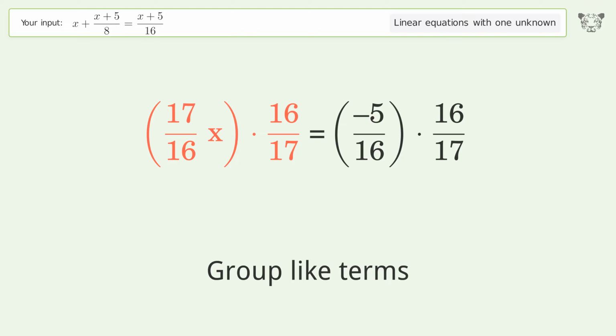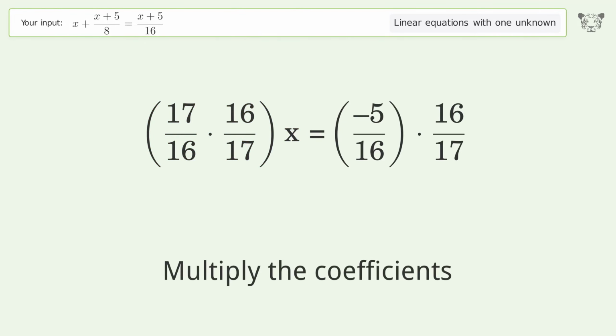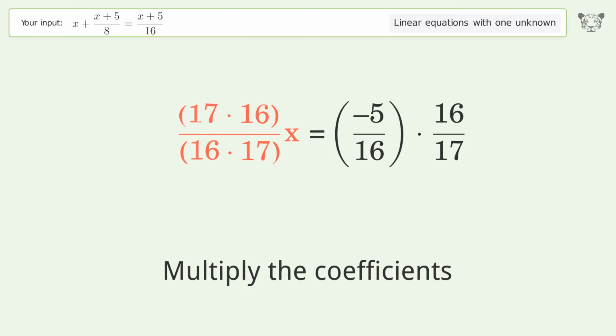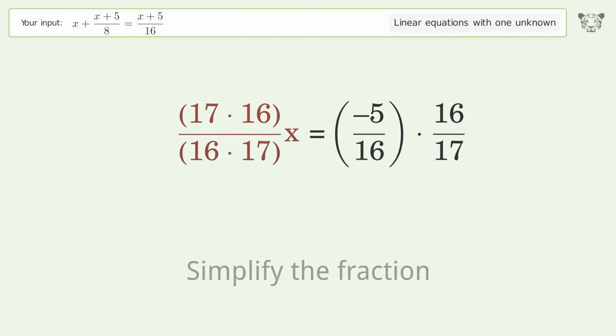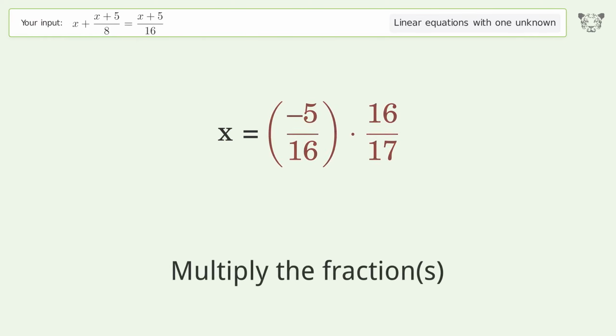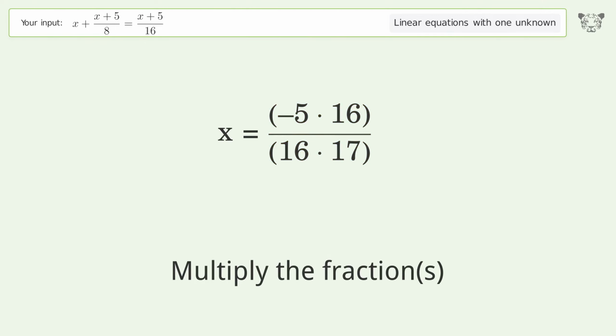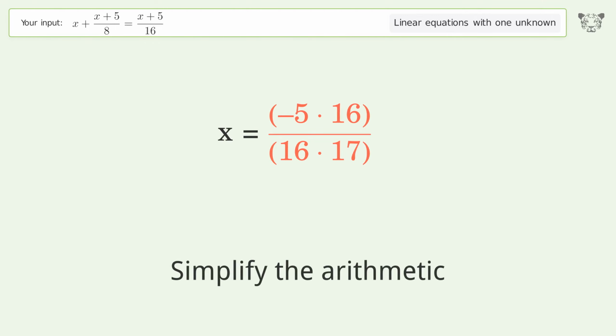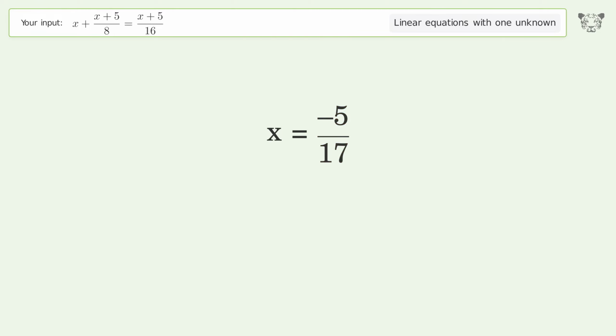Group like terms. Multiply the coefficients. Simplify the fraction. Multiply the fractions. Simplify the arithmetic. And so the final result is x equals -5/17.